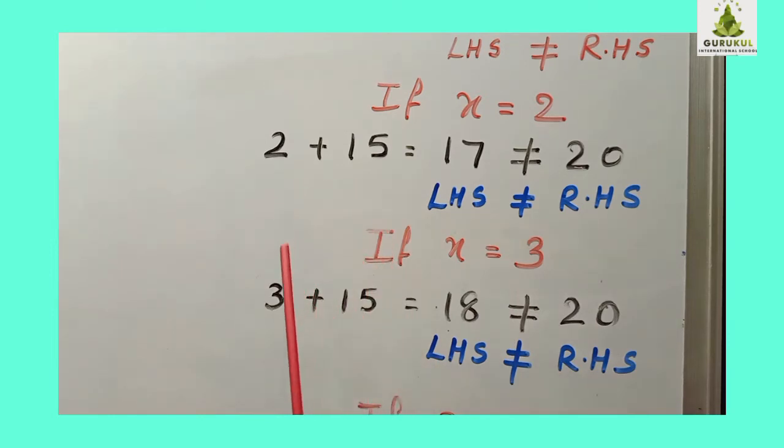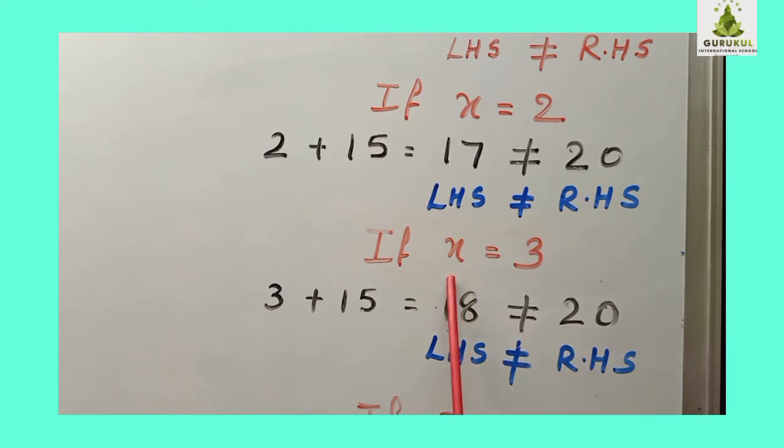In the place of x, I wrote 3 now. Previously it was 2, it is now 3. 3 plus 15, what do you get? 18. Are LHS and RHS equal? No. Is that clear? So again, for the value x equals 3, it is not at all satisfied.